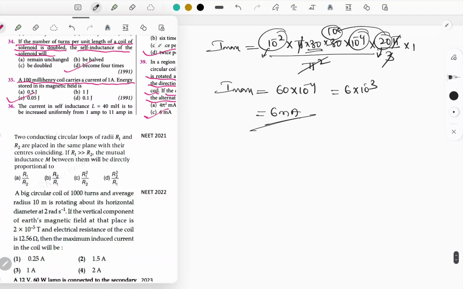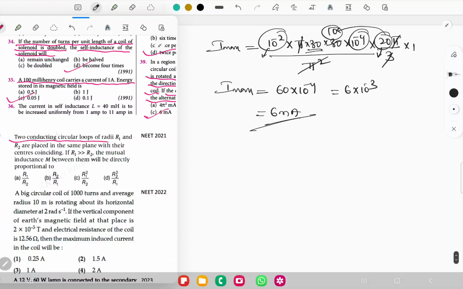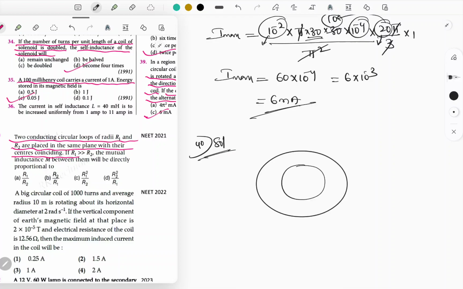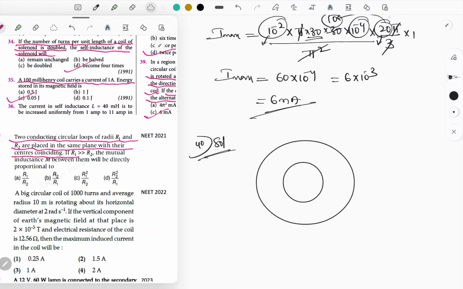Let's see the next question. Two conducting circular loops of radius R1 and R2 placed in the same plane with their centers coinciding, if R1 greater than R2. Okay. Question number 40. There are two circular loops of different radius. And one more thing they said, R1 is greater than R2. Let's imagine this is R1 and this is R2.